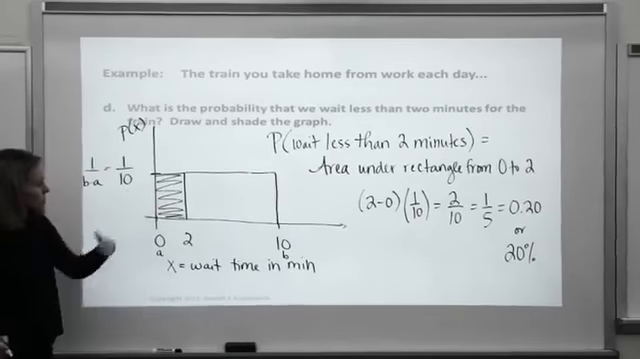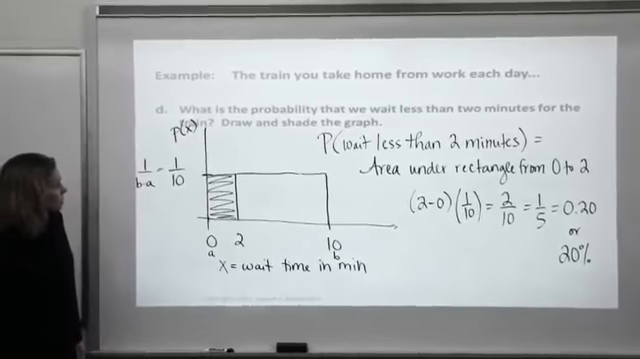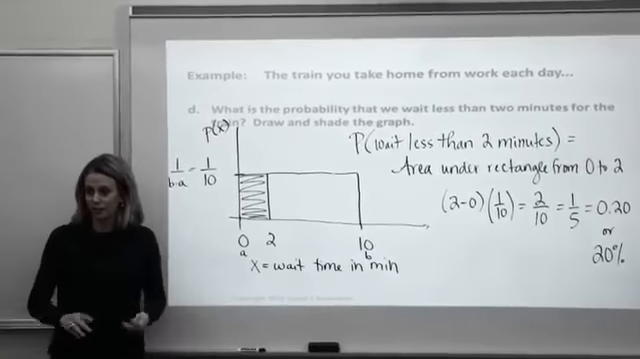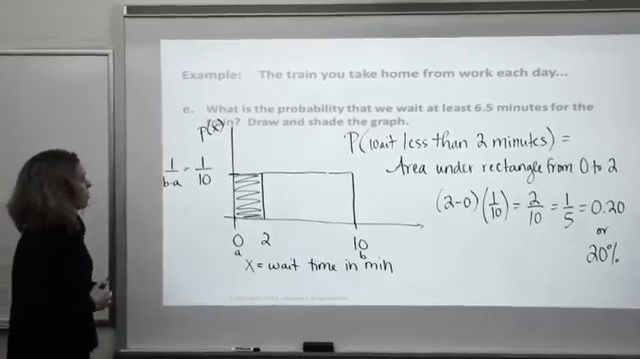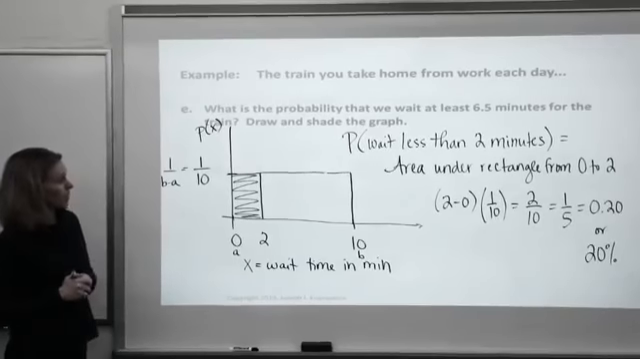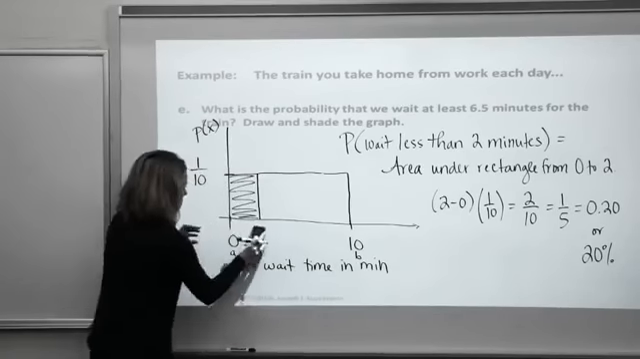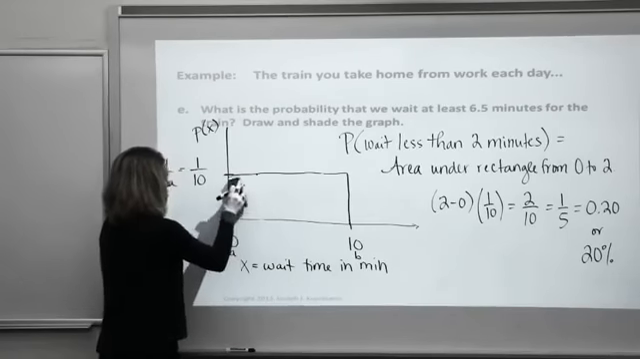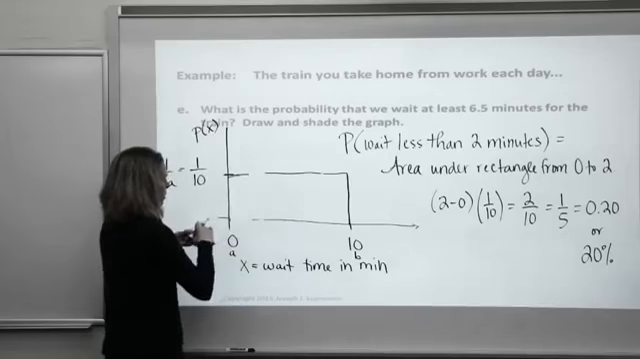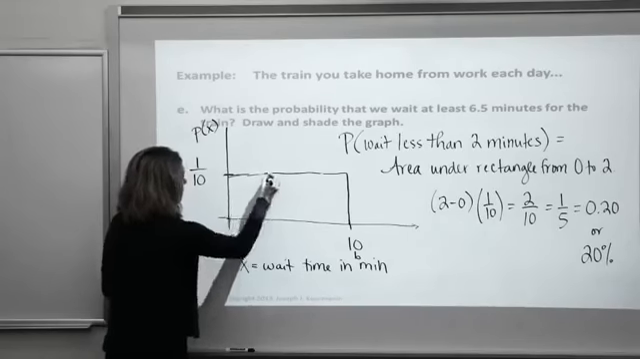All right, and then we can do some similar problems here with different times. So let's look at a couple more in E and F. So in E, what's the probability that we wait at least 6.5 minutes for the train? I'll adjust my picture. And again, watch the wording. Make sure you know what at least means.